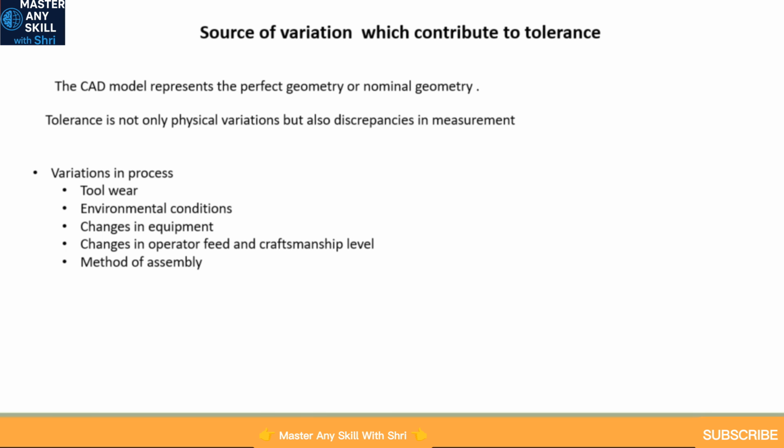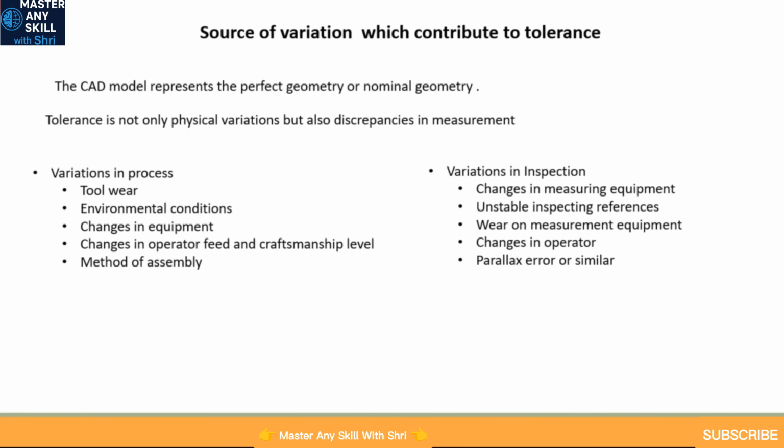But for an operator who has a high level of skill, the variations might be low, and the accuracy and precision might be better. And finally, the method of assembly. So assembly sequences and assembly processes all matter a lot in terms of tolerances.